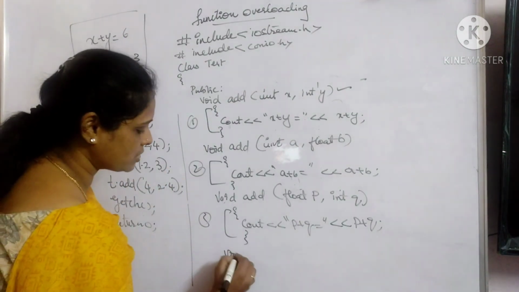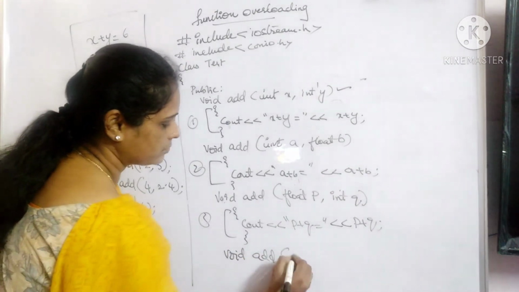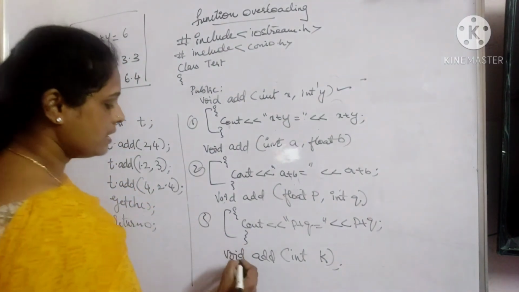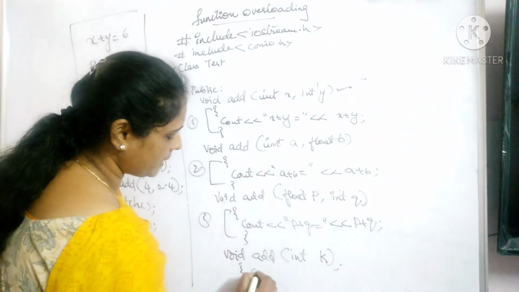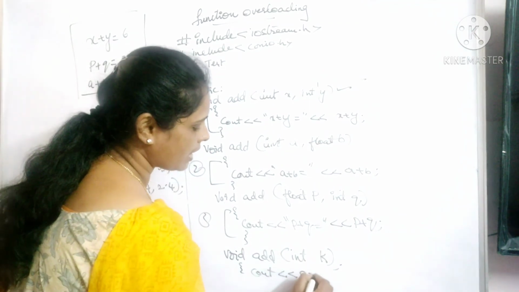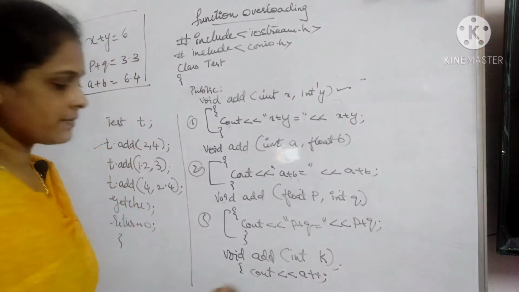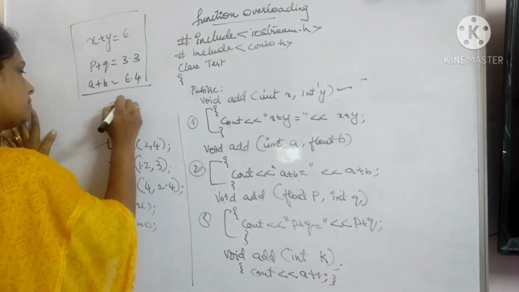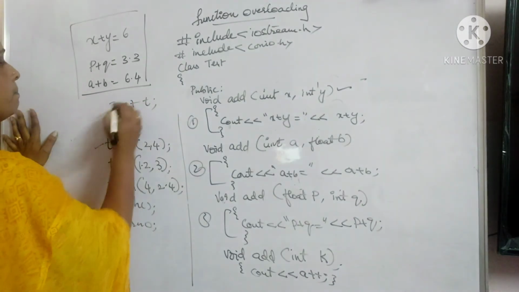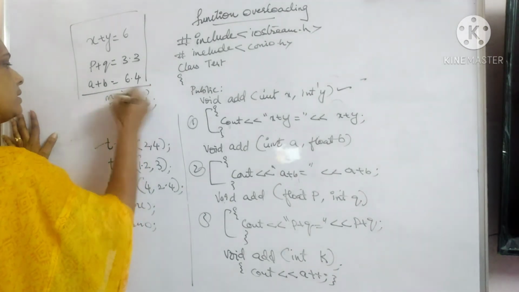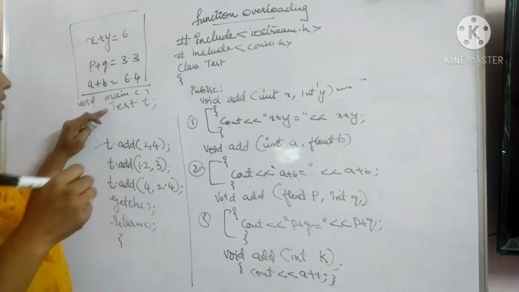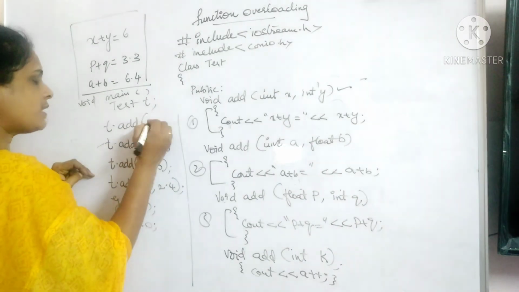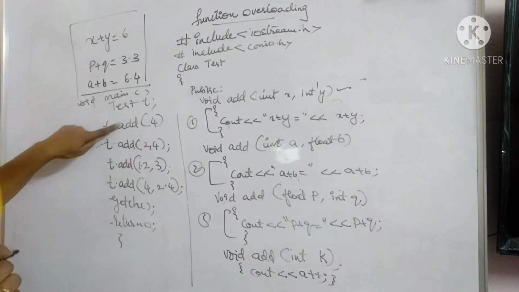Suppose you have one more function here, void add int k. You have taken void add int k, and here what you are doing is simply cout a plus plus. In the main method, I didn't write main method here, so void main, inside the main method I call test t, then t dot add, I gave t dot add 4.